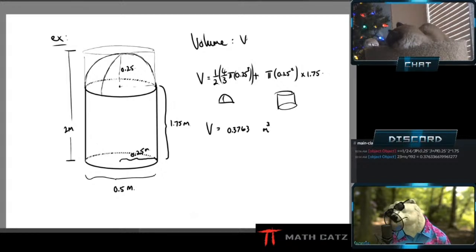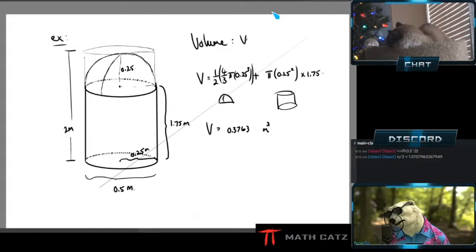Let's see. Pi times 0.5 squared times 2. Oh, I lose a lot. That seems unlikely. Pi r squared, maybe. Well, of course, being my last example, I'm not surprised if I did make a mistake.